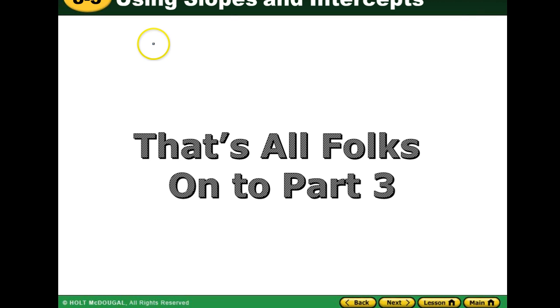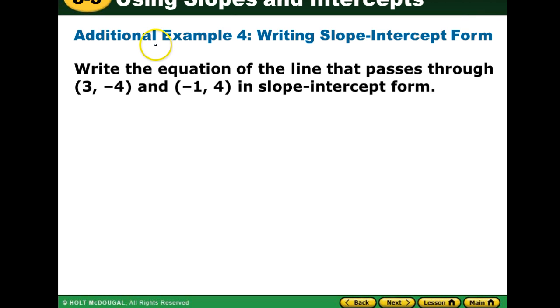Now moving on, that's it for the first part. Now here for something a little more difficult. So here we are going to write the equation of the line that passes through (3, -4) and (-1, 4) in slope-intercept form. So basically they give us two points and we just need to write the equation in slope-intercept form.